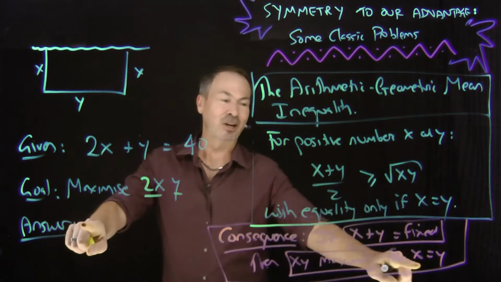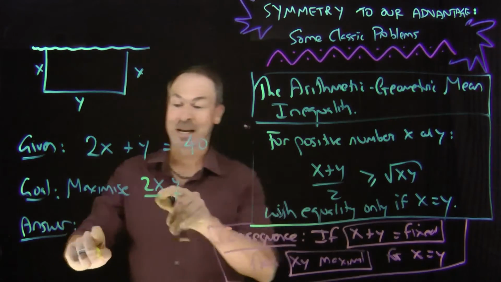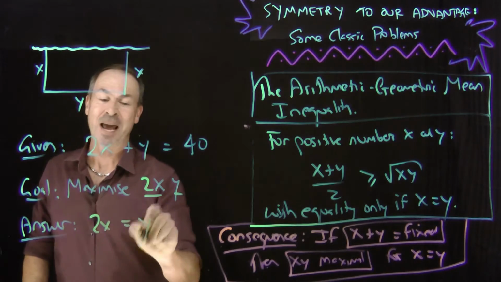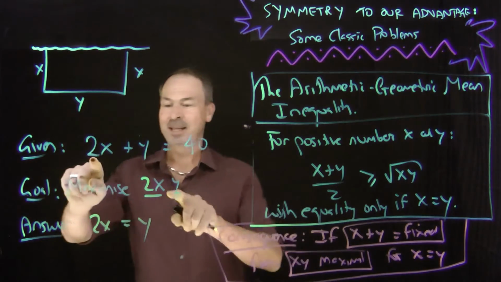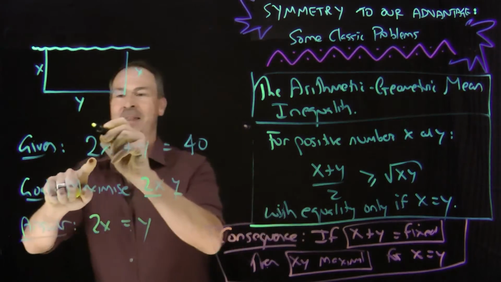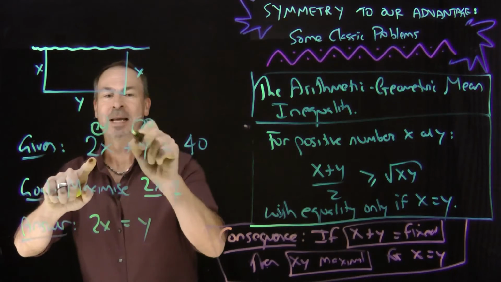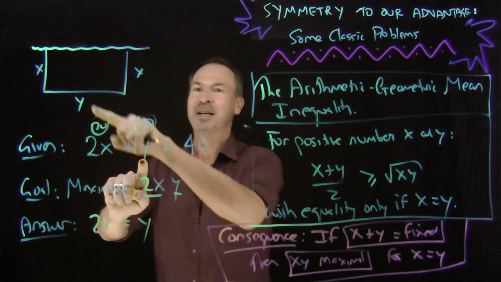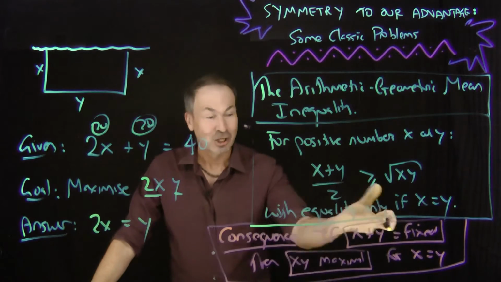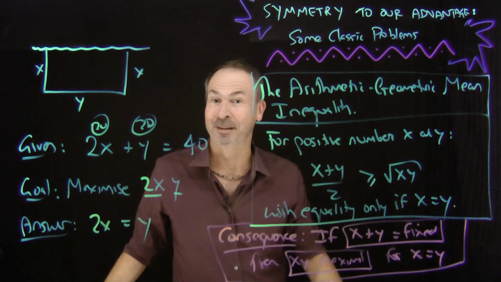And we know the answer is going to be when we have symmetry, when our unknowns are equal to each other, 2x equals y. So this equals that, and they add up to 40. That must be 20. That must be 20, in which case x is 10, y is 20, the answer we had before, just from the arithmetic geometric mean inequality.